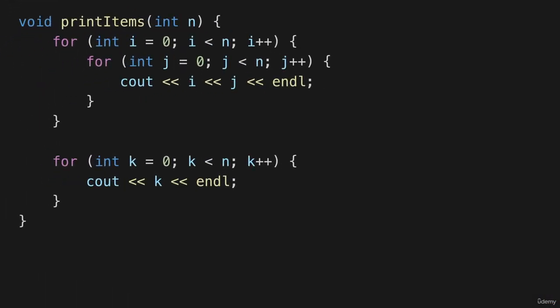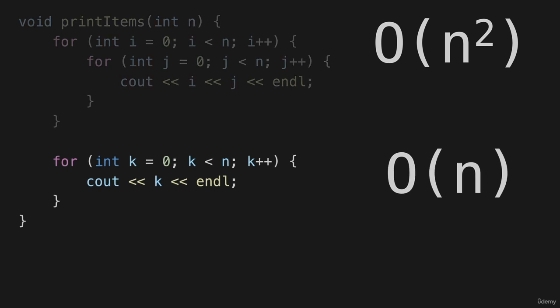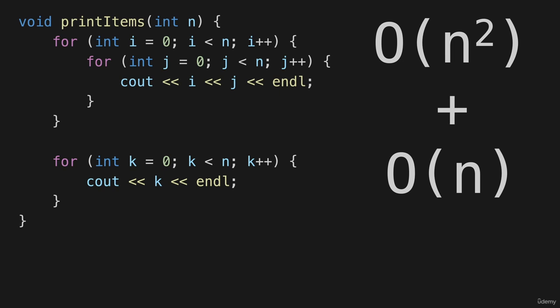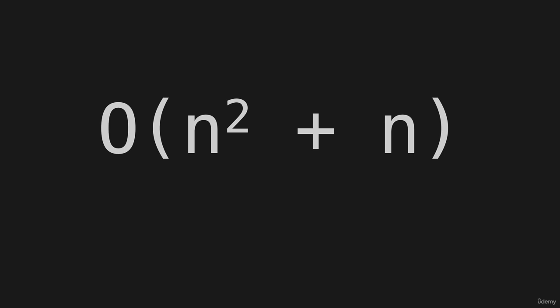So this set of nested for loops ran O of n squared times, and then that single for loop ran n times. So the total number of operations was O of n squared plus O of n. Or you could write it like this. N squared would be the dominant term, and n would be the non-dominant term.